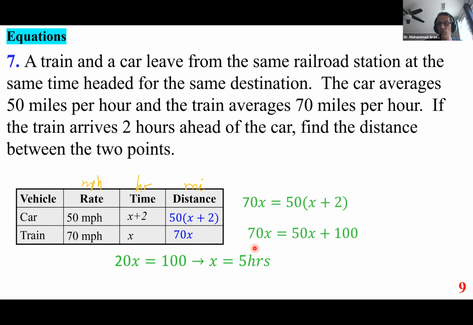Let's go back to the question. Did we answer the question? If the train arrives 2 hours ahead of the car, find the distance between the 2 points. This is 5 hours. We didn't answer the question yet. So if X is 5, by the way, X plus 2 is 7 hours. What is the distance? 5 times 70 is 350, or 7 times 50, 350 miles. You really should check it by looking at both cases, just to be on the safe side.